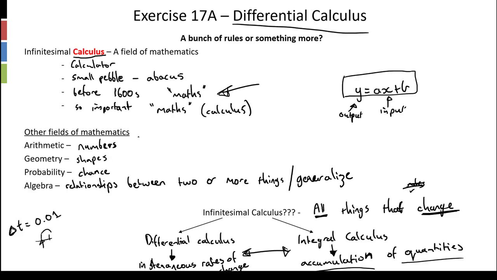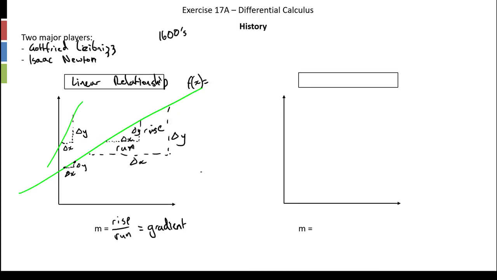But we said these guys were dealing with all things that change and changing, and we'll get into exactly what that means. Linear relationship, big thing is the gradient's the same the whole way through. It doesn't matter what sort of area we look at. They had the maths to deal with that. Now they were looking at something that didn't behave like that though, and especially Isaac Newton. What was Isaac Newton looking at?